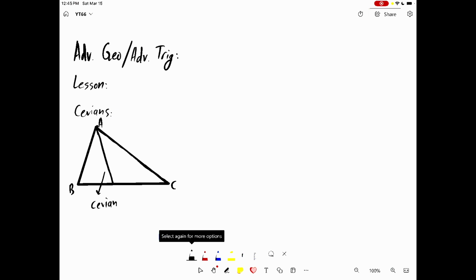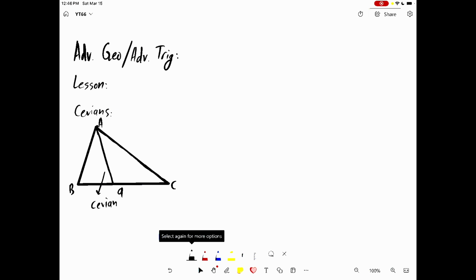Now, a Cevian, by definition, is a line segment that has one point at a vertex and another point on the opposite side. So if we have a vertex A, the opposite side BC, or a lowercase a, would be the opposite side, and the line connecting the two is a Cevian. Now, it could be the altitude, where there's a 90-degree angle when it intersects the opposite side. It could be an angle bisector, where the angles are equal at the vertex, or it could be a side bisector, where the side lengths are equal on the opposite side.